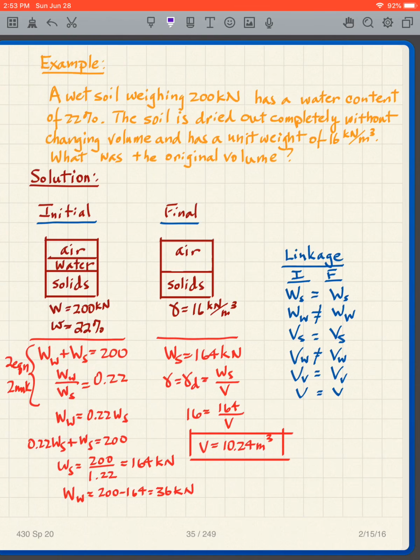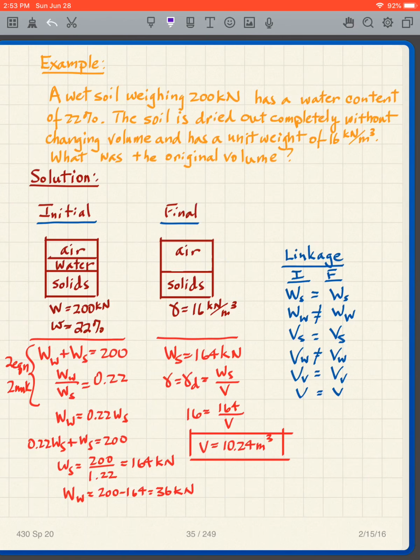Let's try another one. It says that a wet soil, okay, so the soil is not dry, weighs 200 kilonewtons. Okay, now remember that weight of 200 kilonewtons is what? It includes water and solids together because the soil is wet. It has a water content of 22%. Okay, so I know the water content.